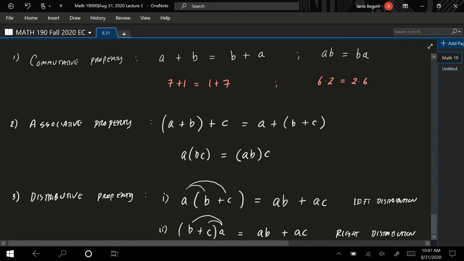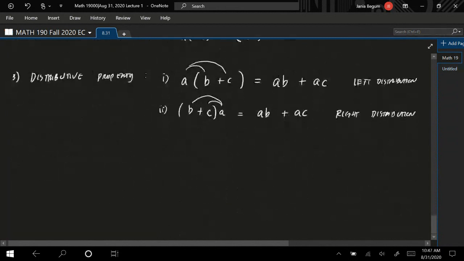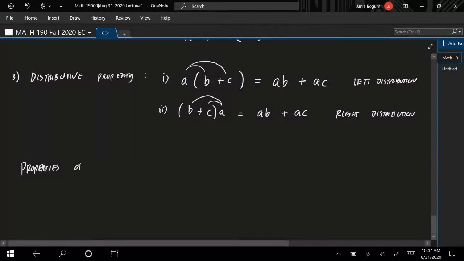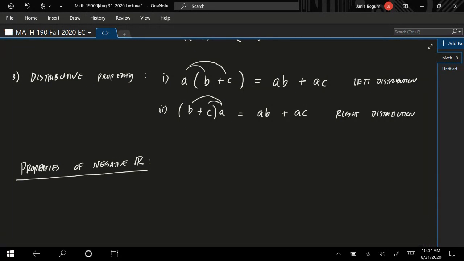Now, I want to do a few examples, but before that, I want to go over a few more properties, and then we'll do a bunch of examples at the end. So the next property that I want to bring to your attention is the property of negative numbers. So negative reals, we also want to give special attention because you know what happens when you multiply two negatives, right? So we want to keep that in mind before we apply anything to them. They behave a certain way.